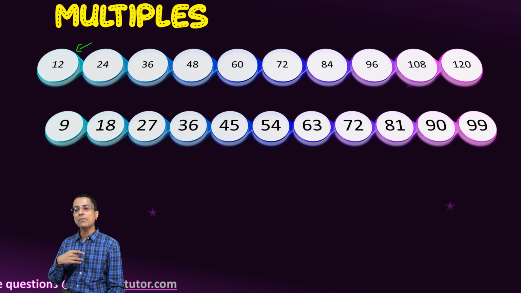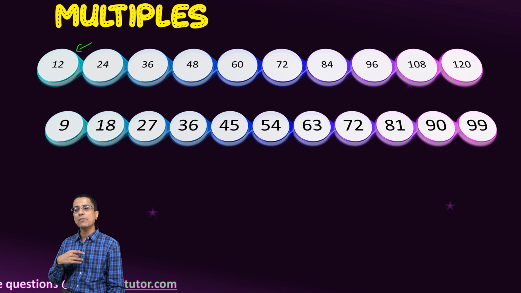So 12 itself would also be included, because that is 12 multiplied by 1. Key thing here to note is that 12 would divide all its multiples. Got it, right? Same thing with 9. We start with 9 ones are 9, 9 twos are 18, 9 threes are 27, and we can go on forever. So these multiples, I can write as many multiples as possible.